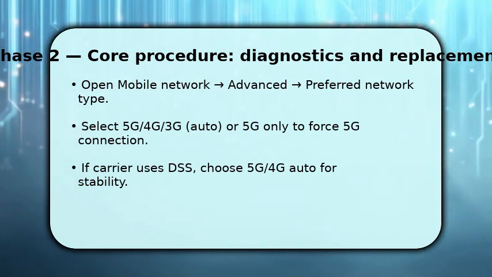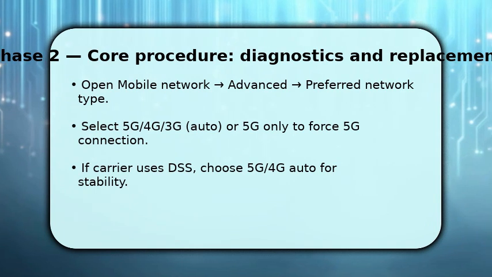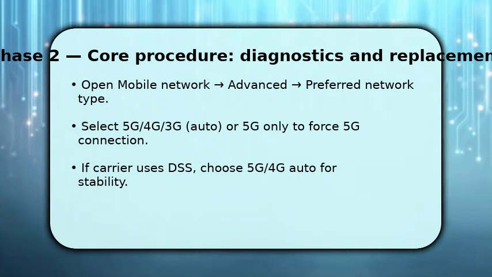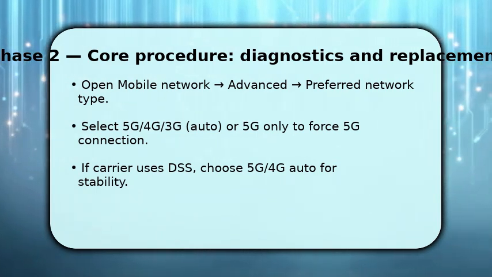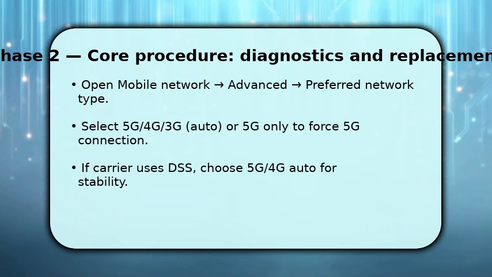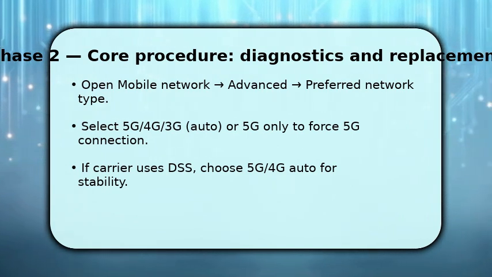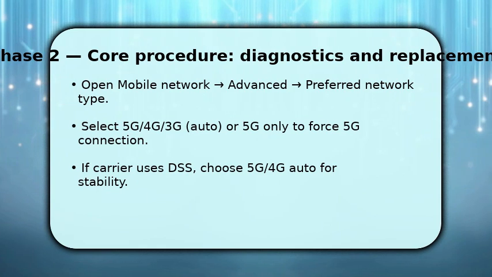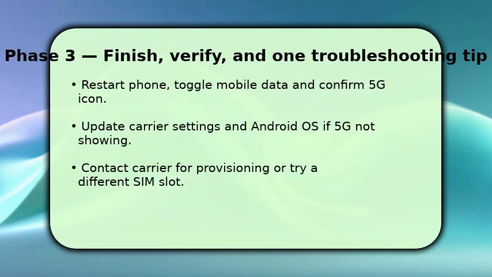Make sure to exit and let the phone register. You'll see a 5G icon when connected. If you don't see 5G, proceed to APN and carrier checks. Finish by restarting the phone and toggling mobile data so the network negotiation completes. You should then see the 5G icon.